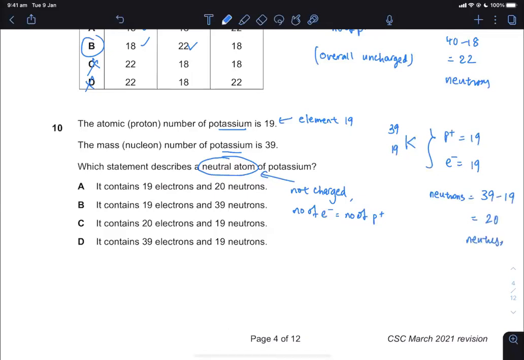So looking through the statements, 19 electrons, 20 electrons, 39 is incorrect. 20 neutrons is correct. Do not confuse neutron and nucleon. Nucleon refers to everything that lives in the nucleus. It includes protons and neutrons. This is the number of nucleons. There are 19 protons. The remaining are neutrons. That's why the number of protons plus the number of neutrons gives you the number of nucleons.